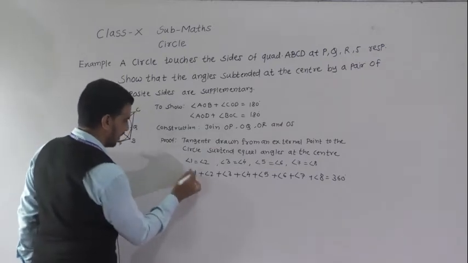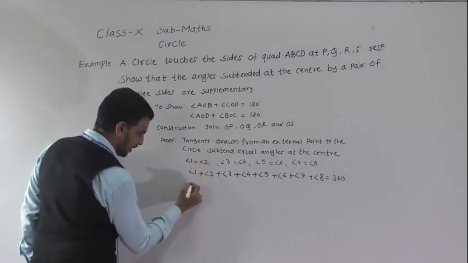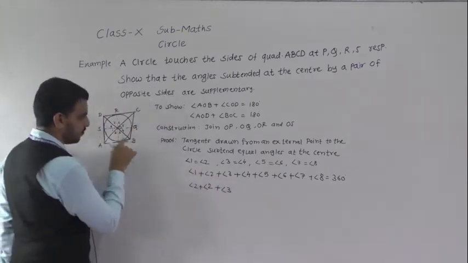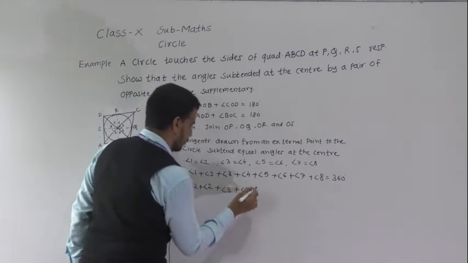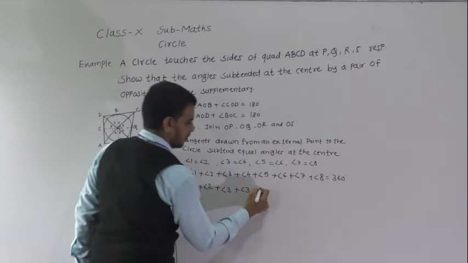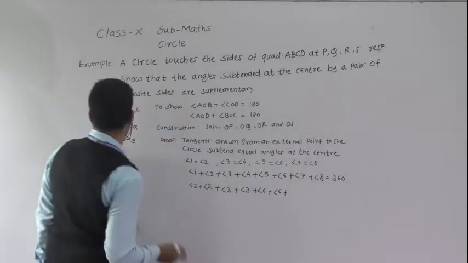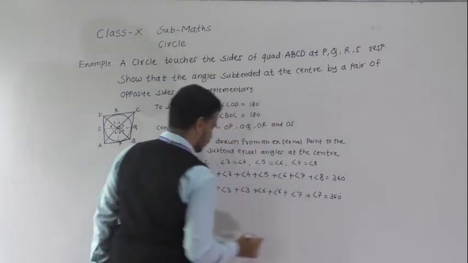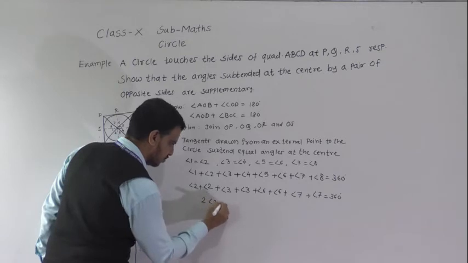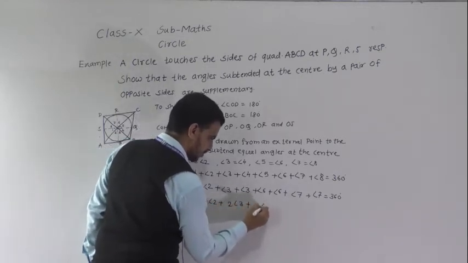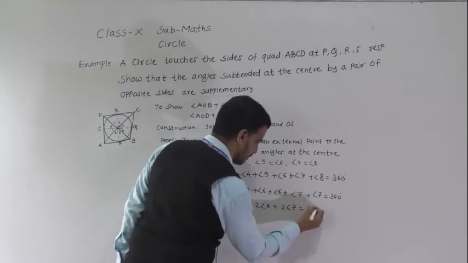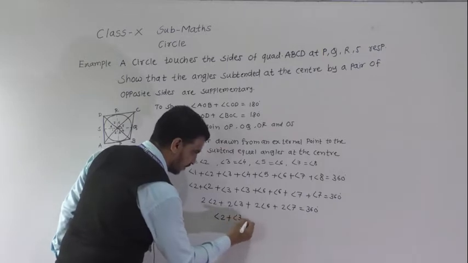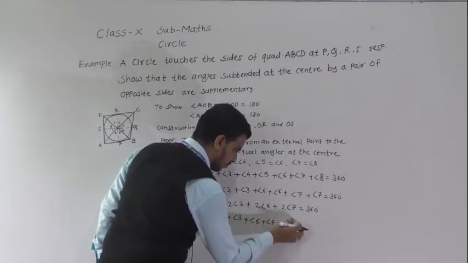So here angle 1 and angle 2, so instead of angle 1, here I am writing angle 2, plus this angle 2 as it is, plus angle 3 as it is because we want angle 3. Now angle 4 we have to write as angle 3, plus angle 5 we can write angle 6, plus this angle 6 as it is, plus angle 7 as it is, and angle 8 we can write angle 7, is equal to 360 degree. Okay, so 2 times angle 2 plus 2 times angle 3 plus 2 times angle 6 plus 2 times angle 7 is equal to 360 degree. Now if we take 2 common and divide, we will have angle 2 plus angle 3 plus angle 6 plus angle 7 is equal to 180 degree.